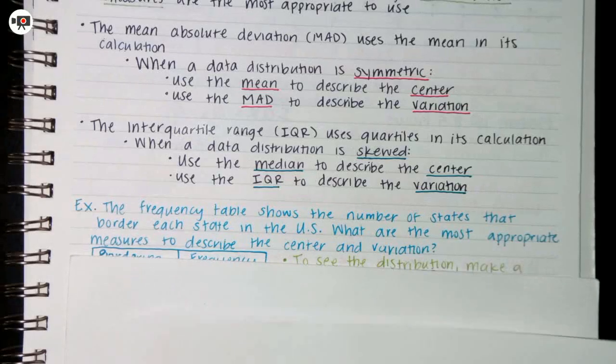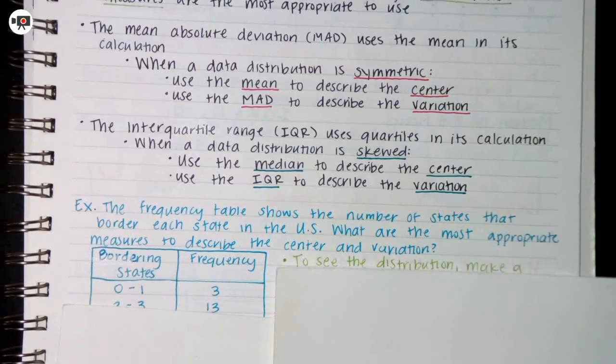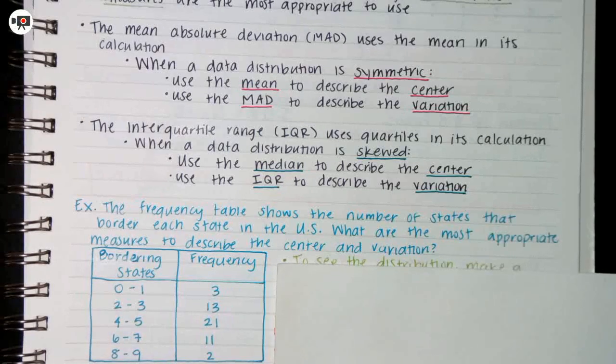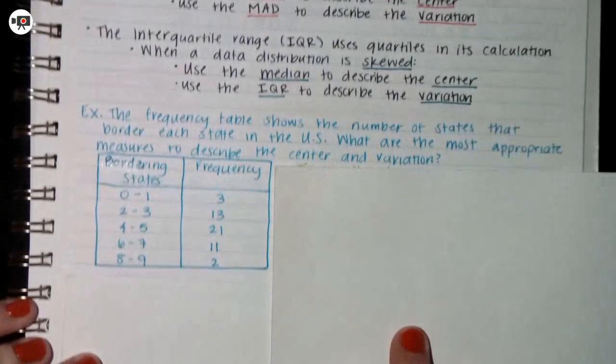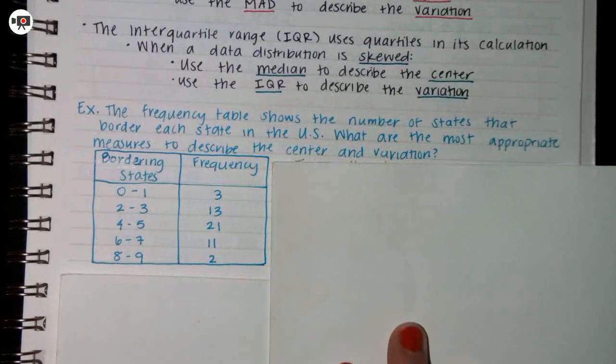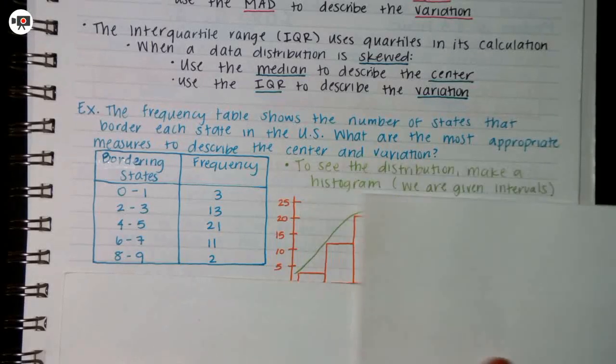So the frequency table shows the number of states that border each state in the U.S. What are the most appropriate measures to describe the center and variation? So to do that, I should probably make a histogram so I can see what the distribution looks like. It gives me a visual representation.